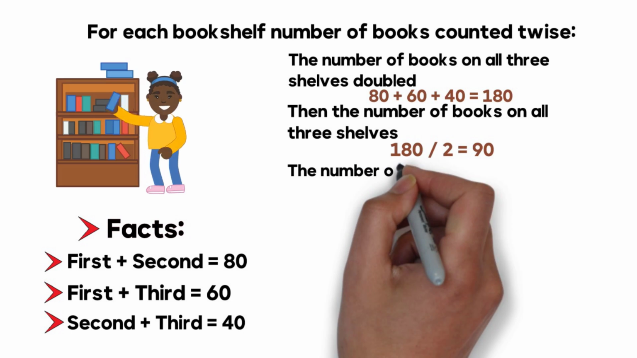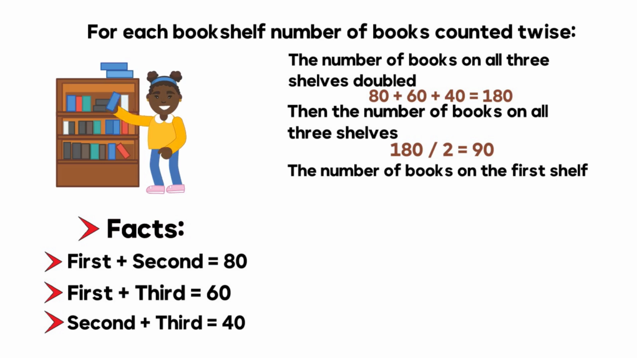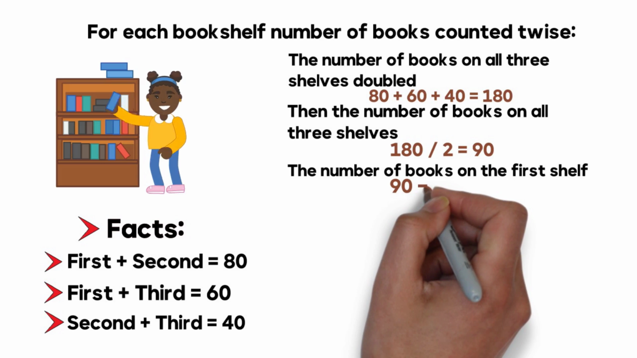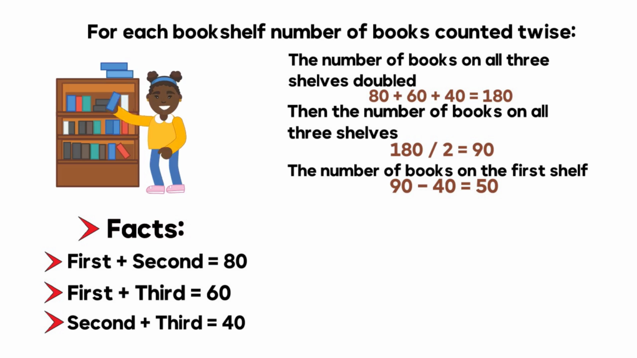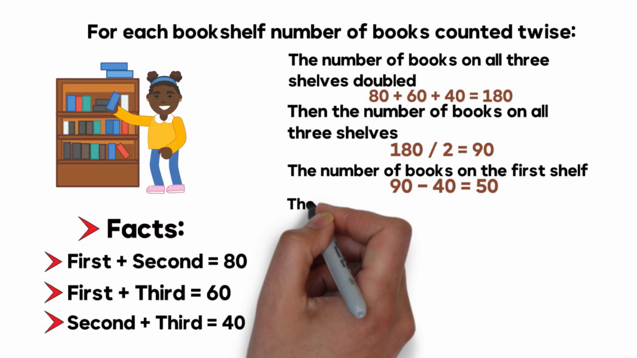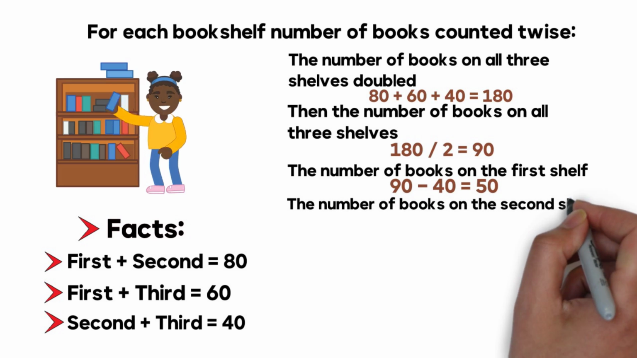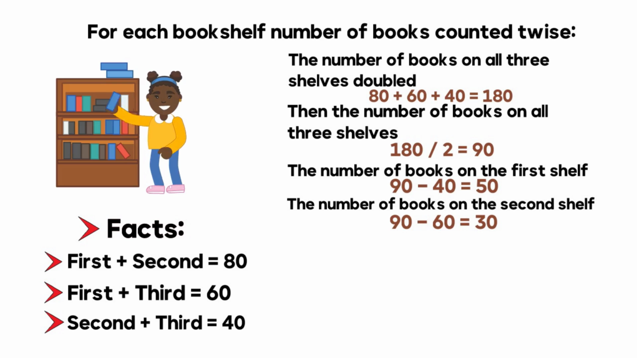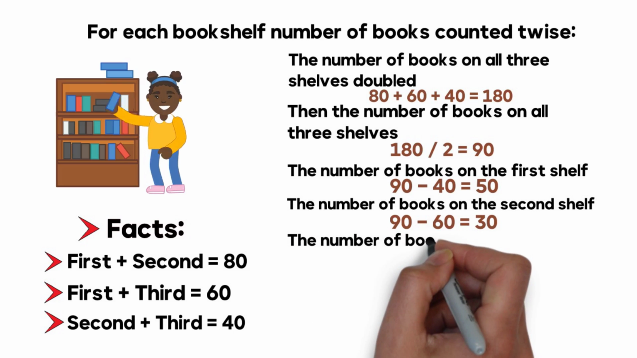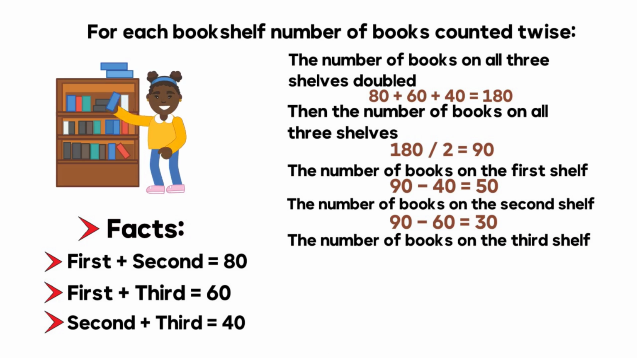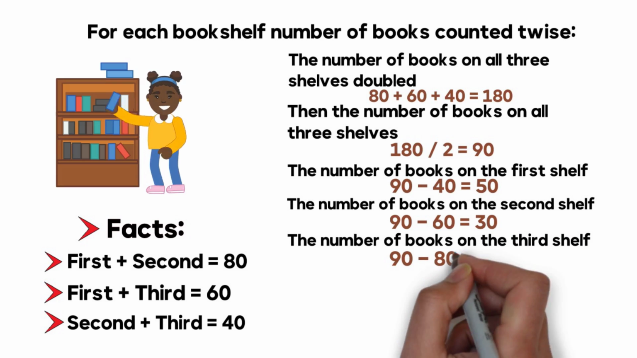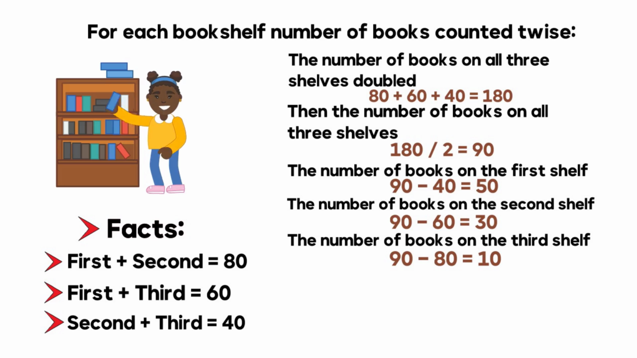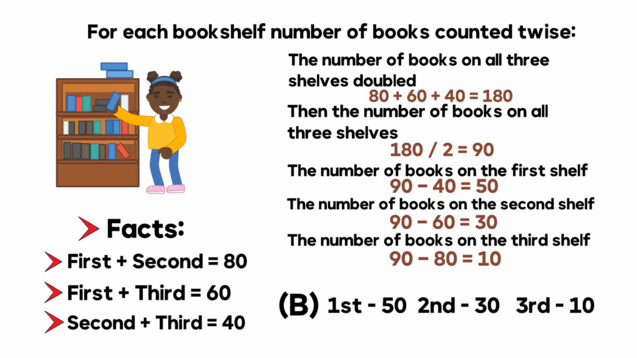For example, the number of books on the first shelf can be calculated by subtracting 40 from 90, and the result will be 50. The number of books on the second shelf can be calculated by subtracting 60 from 90, and the result will be 30. And the number of books on the third shelf can be calculated by subtracting 80 from 90, and the result will be 10. So the correct answer here is choice B.